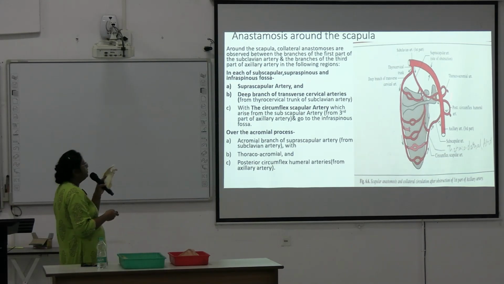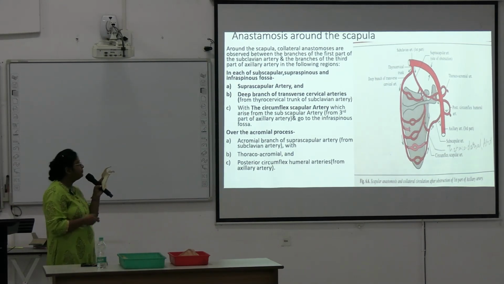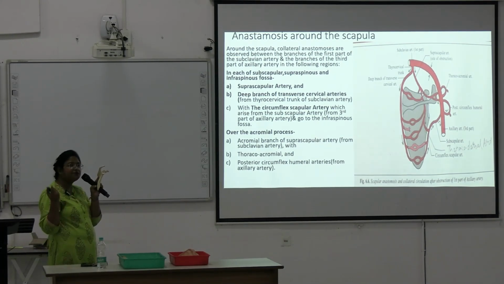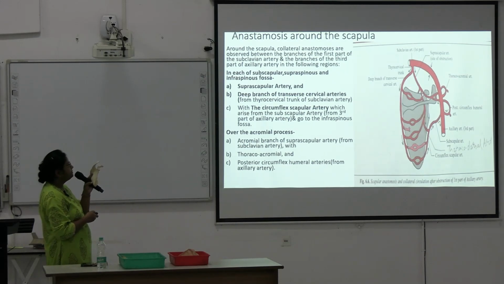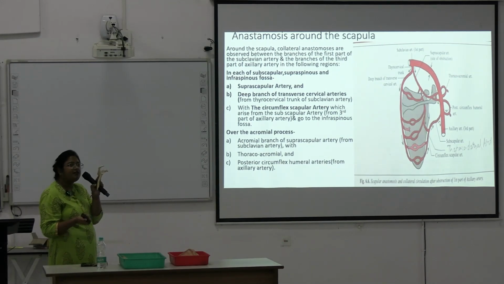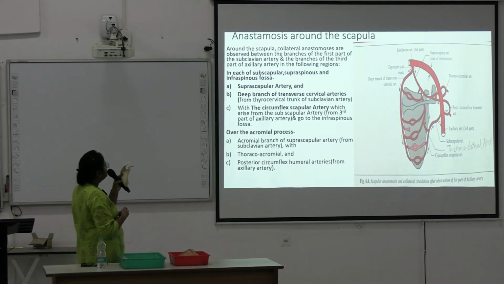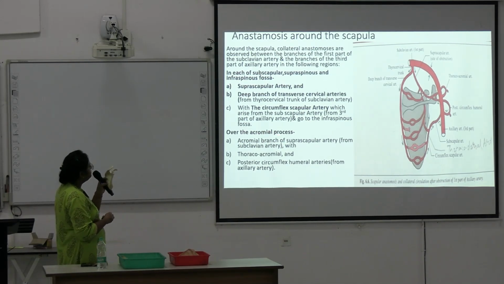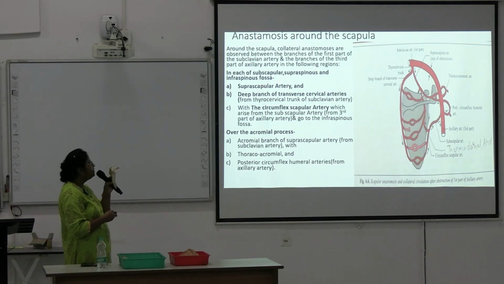All these branches together give multiple branches and form anastomosis in these three fossae of the scapula: supraspinous fossa, infraspinous fossa, subscapularis fossa, and also over the acromion process. So in each of the subscapular, supraspinous and infraspinous fossae, and also over the acromion process, the anastomosis is occurring.